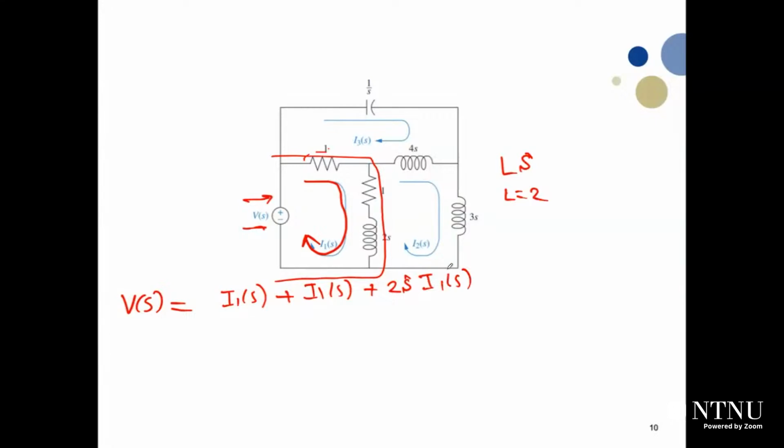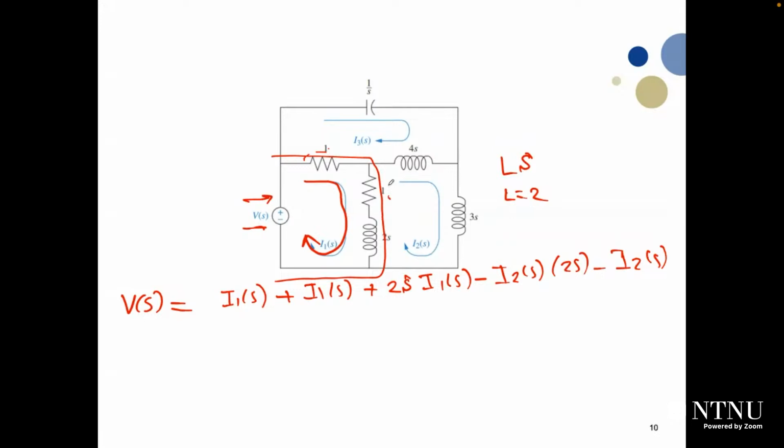Is it all? Oh no, we should minus I2 of S. Yes, very good. I2 of S multiplied by 2s, or as well with 1. So minus I2 of S again because it's multiplied by 1. Yes, exactly. Okay. Are we missing anything here?